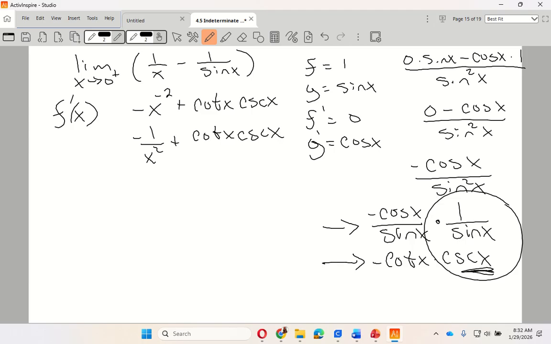Now there's a reason why I left this up here. This is going to make my life easier, especially when I'm trying to plug that in. So it's going to be negative 1 over x squared plus cotangent, which is the same as saying cosine over sine times 1 over sine x.